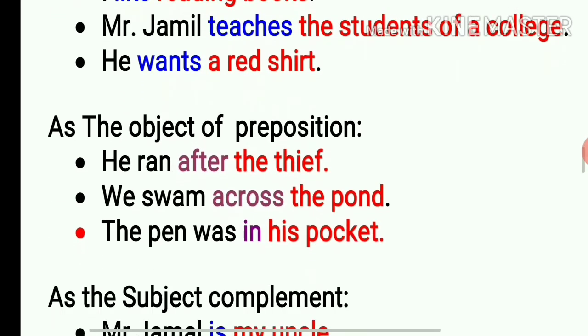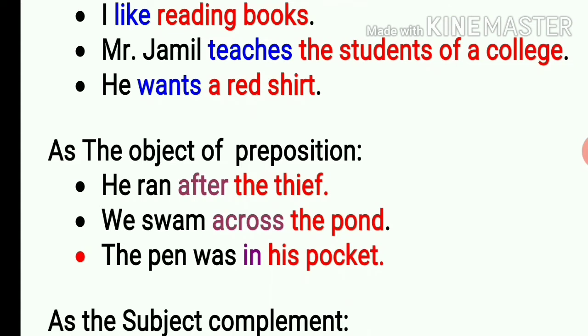Then the object of prepositions. Here are some examples. The first one, he runs after the thief. Here in the sentence, after is a preposition and the thief is a noun phrase because it is headed by the noun thief. And this noun phrase functions as the object of the preposition after.